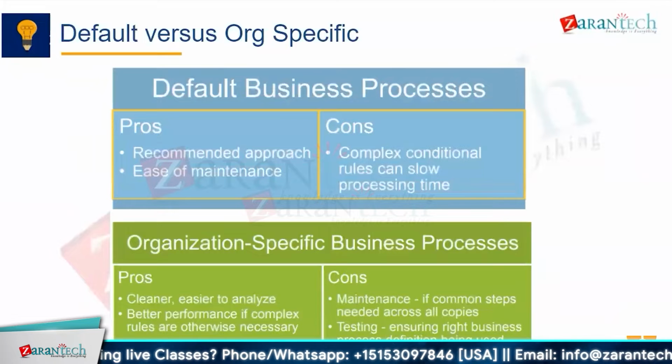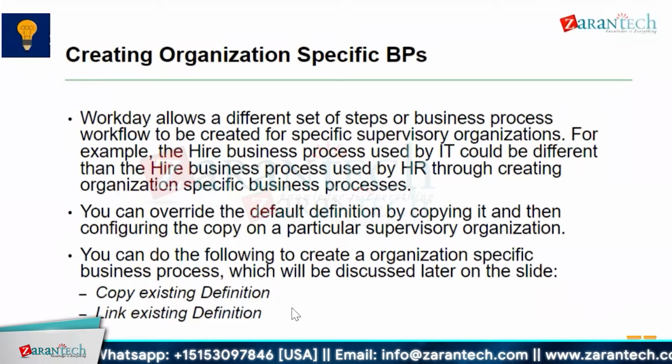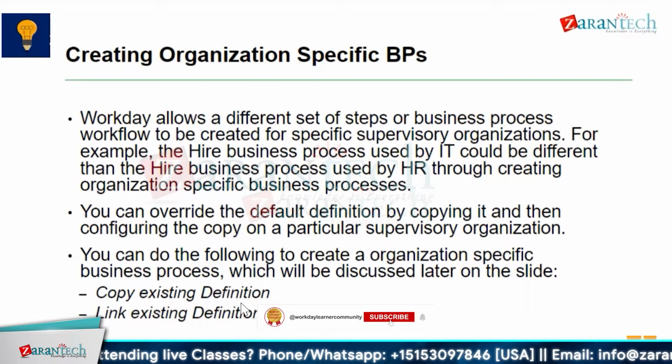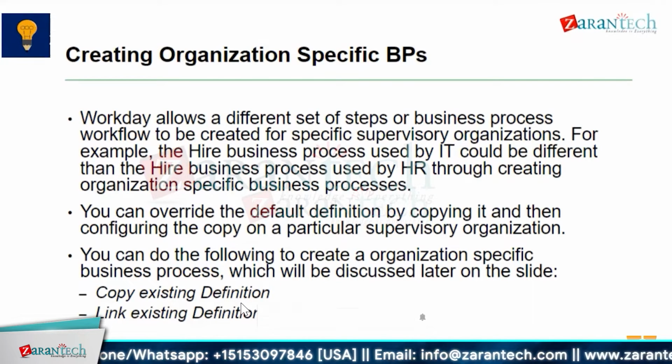To emphasize this piece, copy is basically saying you want that ditto. So let's say you have 5 steps on your hire business process. I'm copying it, I'm linking it to this other supervisory org, but they're kind of independent. So if I make any changes on this copy, it's not going to affect the existing hire BP from where I copied, right? So it's basically creating 2 independent hire BPs because all you're doing is copying.